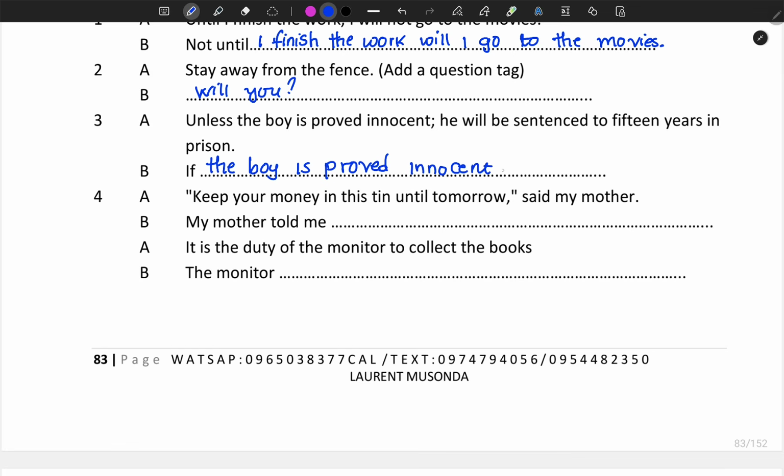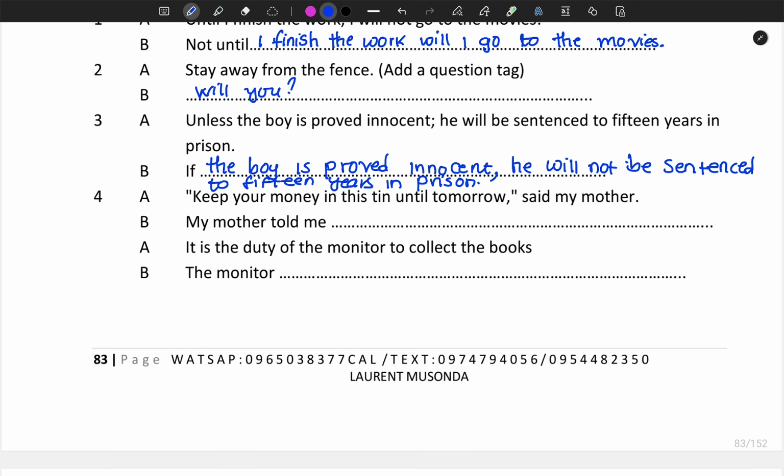So if the boy is proved innocent, he will not be sentenced to 15 years in prison. Or if you want, we can also say if the boy is not proven innocent, he will be sentenced to 15 years in prison. We go to question number 4.